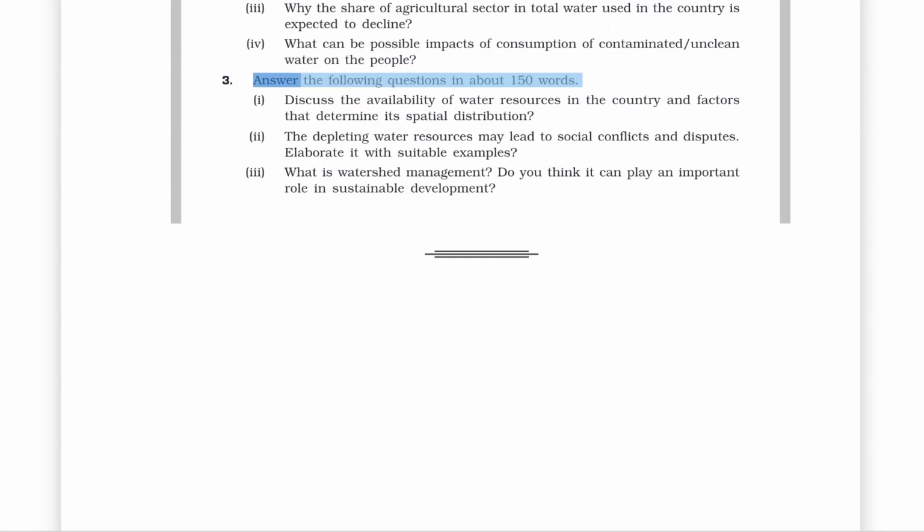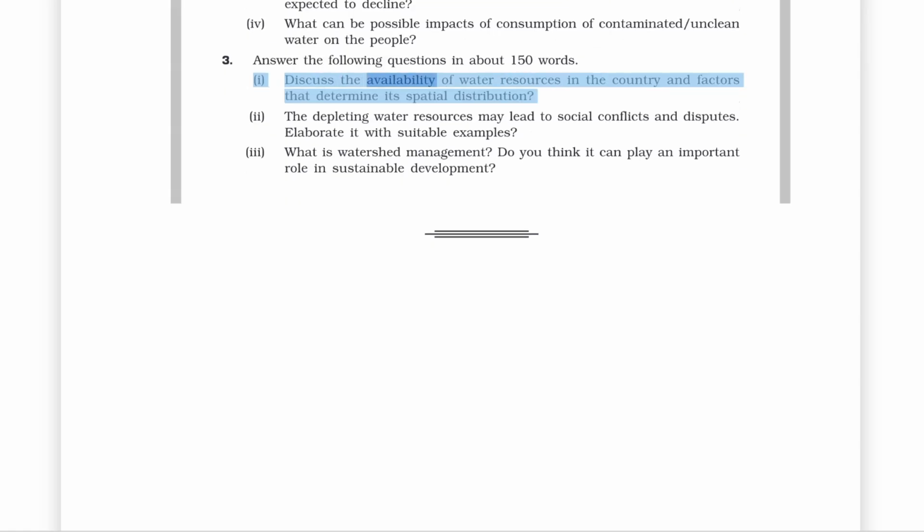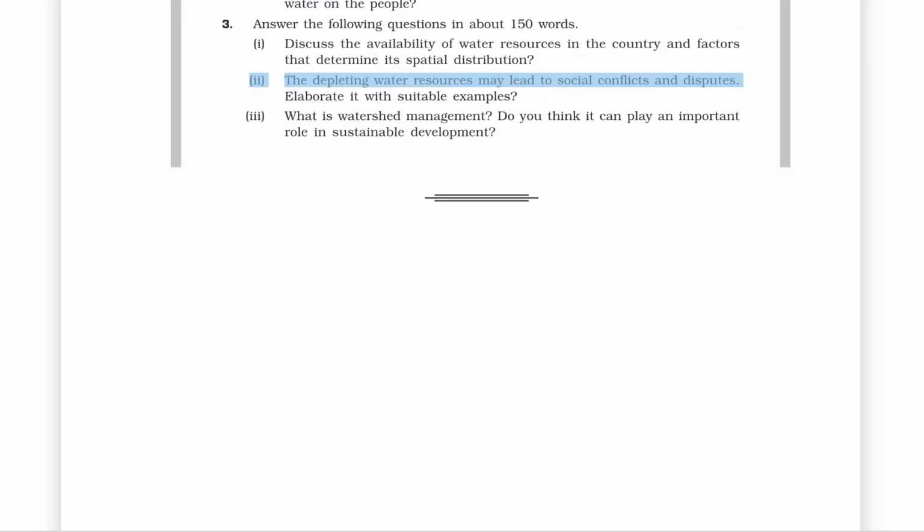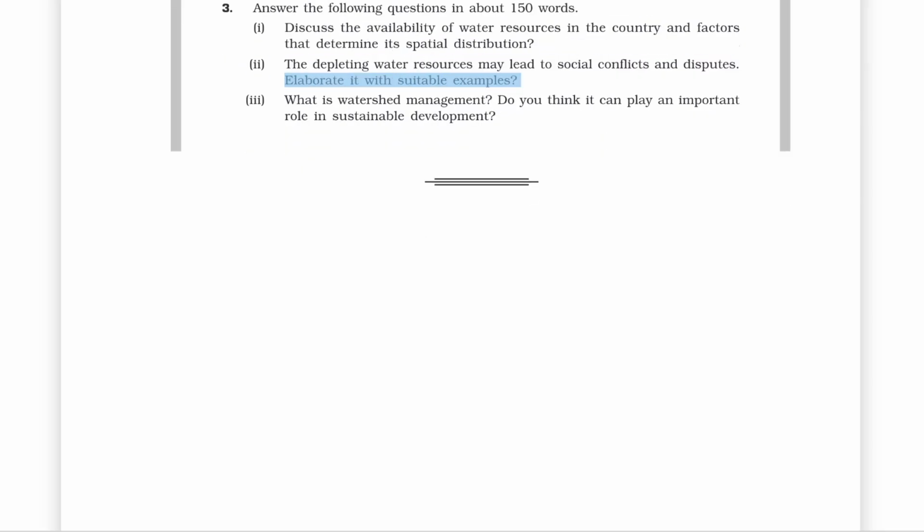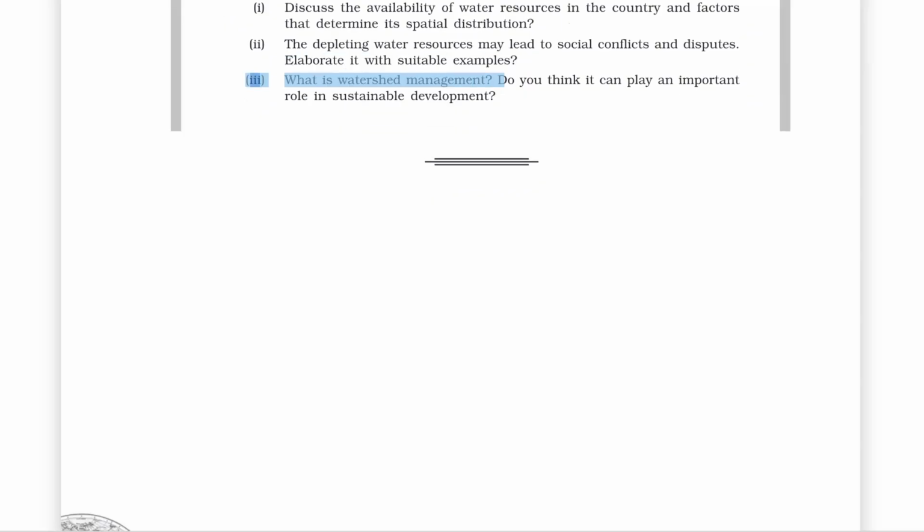3. Answer the following questions in about 150 words. 1. Discuss the availability of water resources in the country and factors that determine its spatial distribution. 2. The depleting water resources may lead to social conflicts and disputes. Elaborate it with suitable examples. 3. What is watershed management? Do you think it can play an important role in sustainable development?